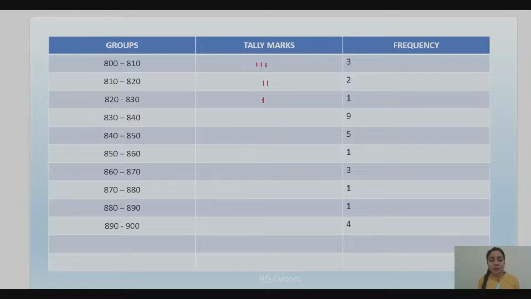Okay, one line will represent 1. If 9 is there, we can write 1, 2, 3, 4. For every fifth number, a diagonal stroke we will give. This means 5. Now 9 is there, it means 4 more. So 1, 2, 3, 4. Similarly, we will represent the rest of the numbers. So at last we will get something like this after the representation in tally marks. And this is the solution.